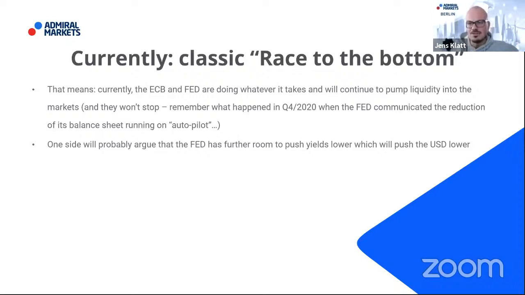So the effect of the balance sheet expansion on the currency pair, in this case the Euro USD. And one side will probably argue that the Fed has further room to push yields lower, and thus the US dollar lower. So have a look at current developments in 10-year US Treasury yields, for example. They're trading slightly above 1%. So around 1.60. Let me just check. Where do we have it?